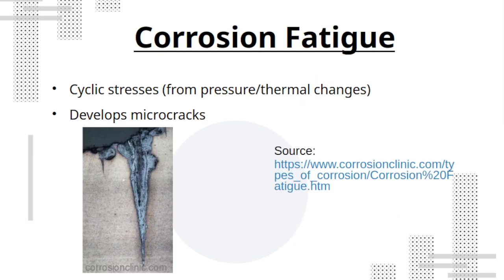For corrosion fatigue, this is cyclic stresses from pressure or thermal changes, and it combines with steam or water corrosion, causing microcracks to initiate and grow faster than from fatigue or corrosion alone. And its main driving force is fluctuating stress with the pressure or temperature cycling, plus a corrosive environment like steam.